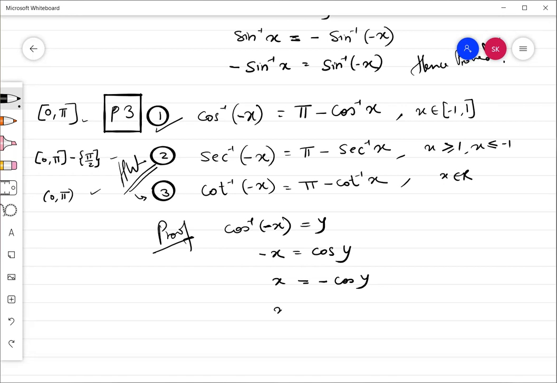So what we will do is we will use ulta of what we do in 11th standard. What is that? I will say that cos of y minus cos of y is equal to cos of pi minus y. Check if this is correct.